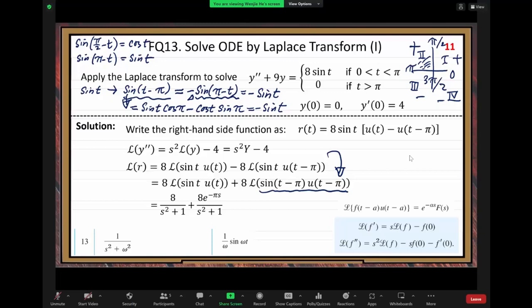That's how you apply inverse Laplace transform. So this question, I want to show you this special step for the second term. Then our homework question, you will see. Now I'll show you our homework question.